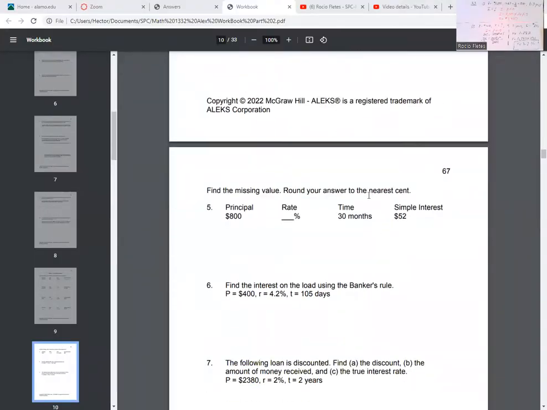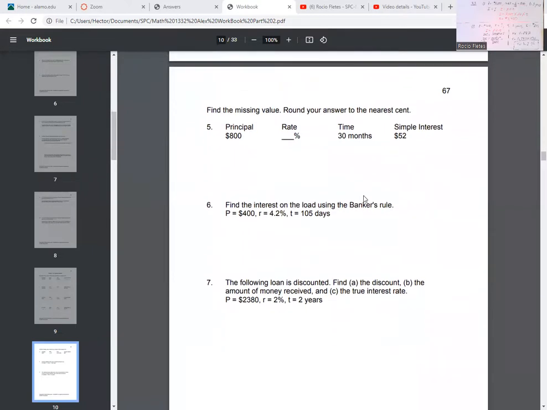We're going to do number 5 as well. It says find the missing value. They really want us to practice with this formula, right? So we have number 5. The principal is 800. The interest rate, we do not know what that is. We're looking for it. And then time, notice time is 30 months. So we have to convert because the time is not given in years, so we have to change that.